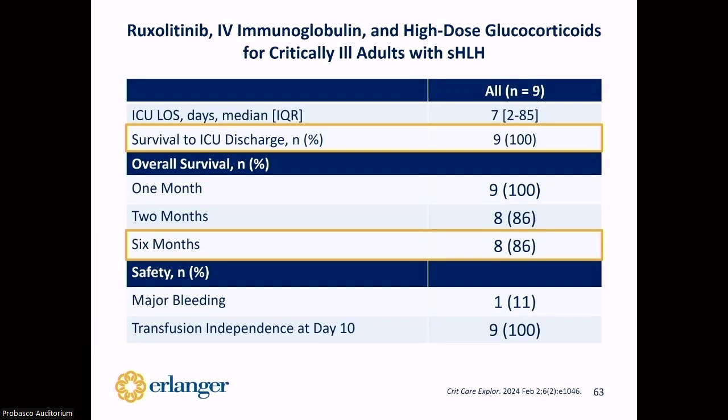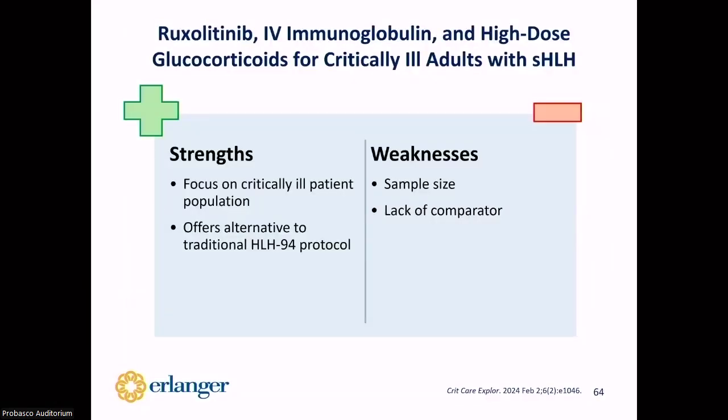They followed these patients for 18 and a half months, and they also saw a statistically significant decrease in those laboratory markers, including ferritin and those interleukin-2 levels at day 10. So I think that they introduce a really compelling, given the 9 patients, really compelling, less toxic alternative to etoposide. I like that they focus on critically ill patients, and it does offer an alternative to the HLH-94 protocol.